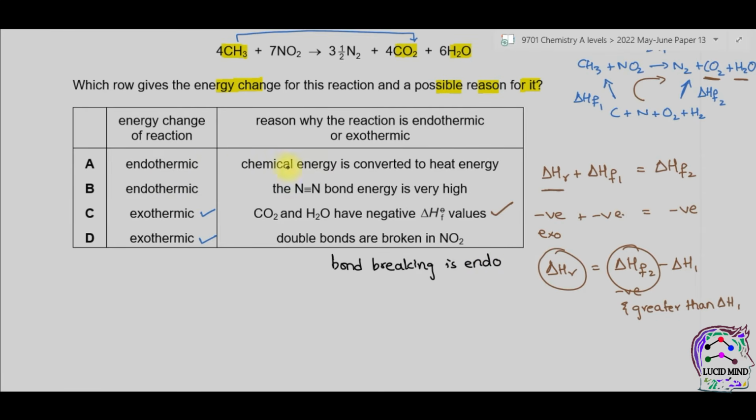Now looking at the other two, we can see for endothermic it says chemical energy is converted to heat energy. Whenever chemical energy is converted to heat energy, it means energy is released in the form of heat, and this is a reason for exothermic. It is not a reason for endothermic. So this is wrong. Then it says the nitrogen triple bond energy is very high. Now the nitrogen triple bond is being formed in the product. So whenever a bond is formed, it is exothermic in nature. So this is also a reason for exothermic, which is incorrect because they have given this one as endothermic. So the only possible answer is C.